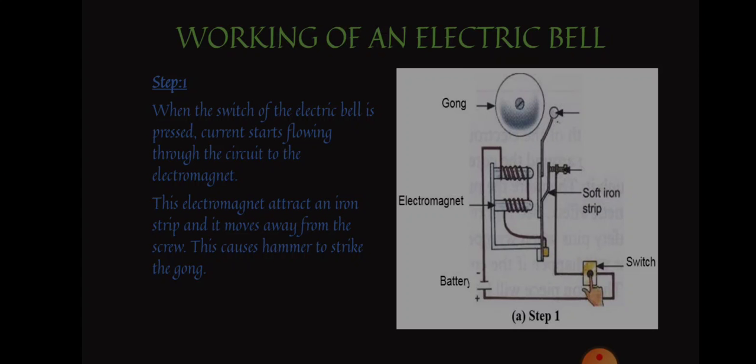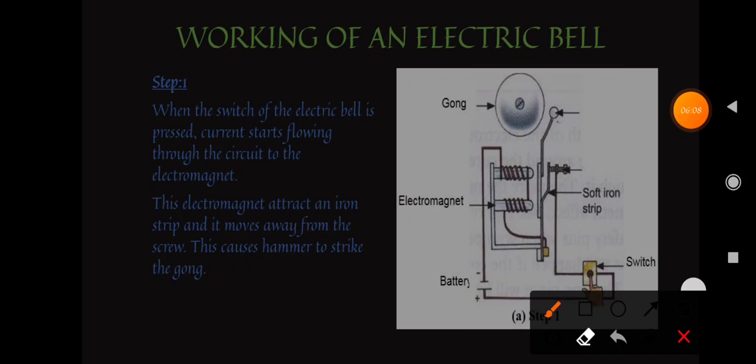Now the first thing is that the working will start when you press the switch. So what will happen in this mechanism? Here you can see a horseshoe magnet. Let me show you with the highlighter. Here you can see this is a gong and this is an electromagnet. A very small distance is there between this electromagnet and the soft iron piece, and this soft iron piece is further attached with the hammer.